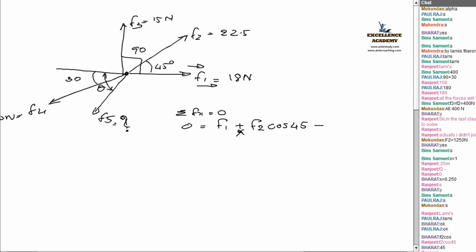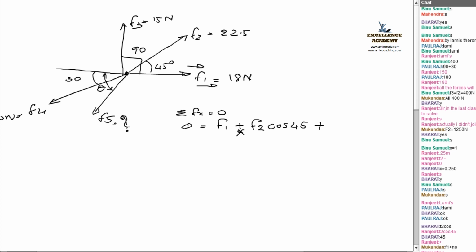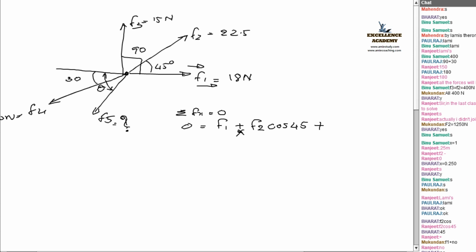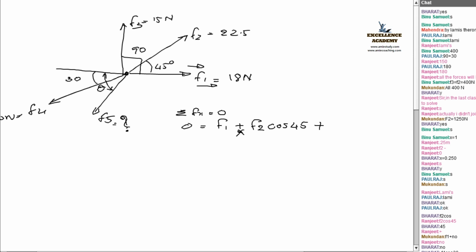Is it necessary to take F3? F3 cos 90? No. Cos 90 is equal to 0, so there is no need of taking F3 because it is purely vertical. No horizontal force is there. Next, any other forces remaining? Yes, minus F4 cos 30. Why minus? Because it is in the opposite direction. F4 cos 30. Yes.